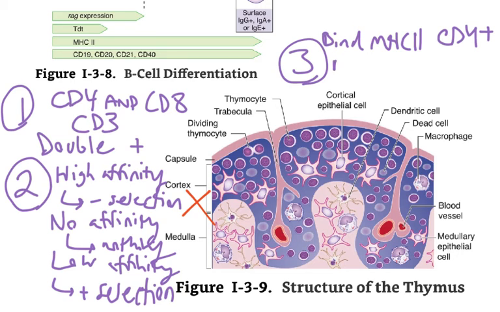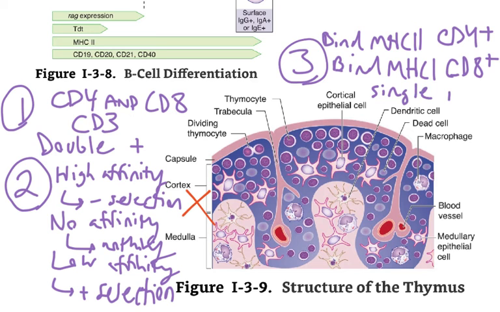And if you bind MHC1, that means they're binding the complex that's on all the nucleated cells in the body, the basic one. So if a cell gets infected, they present an antigen on MHC1, and then they need to die. So if these T cells bind MHC1, they're going to be cytotoxic T cells, which means they're going to express CD8. So these guys are termed single positive. And that's how we get T cells.